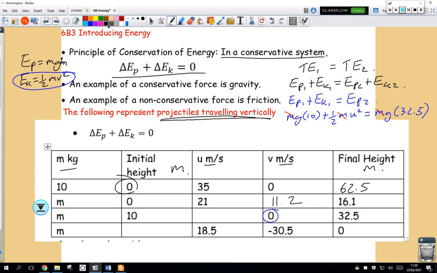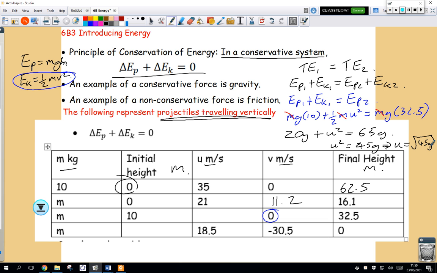I'm going to double on both sides to give me 20g plus u squared is equal to, I think, 65g. Subtracting 20g from both sides, you can see u squared will have to be equal to 45g, and then just take a square root of that. So u is going to be the square root of 45 times g.